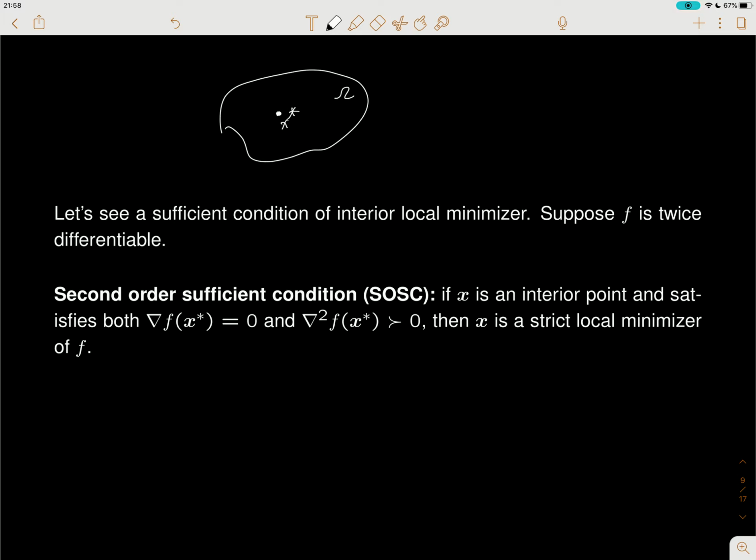But how do we guarantee that it's actually a local minimizer? If you have this additional condition, if the Hessian is positive definite, then this point x will be a strict local minimizer. So this is a second order sufficient condition. If x is an interior point, the gradient is equal to 0, and the second order derivative, the Hessian, is positive definite, remember what we defined earlier, then this x is a strict local minimizer.